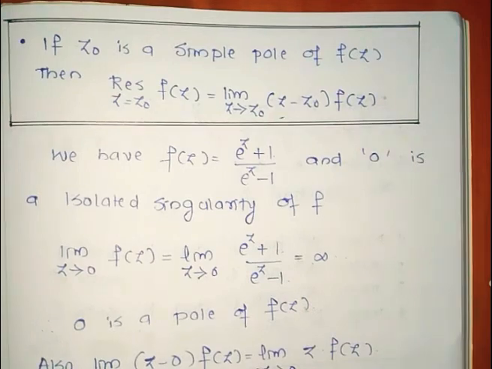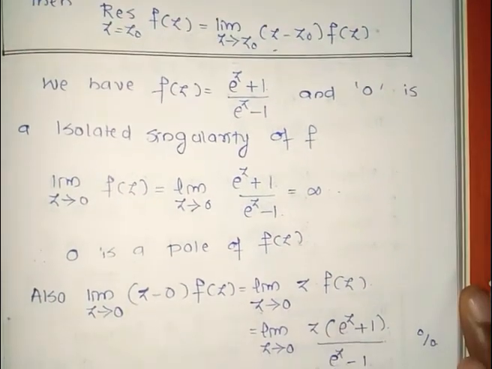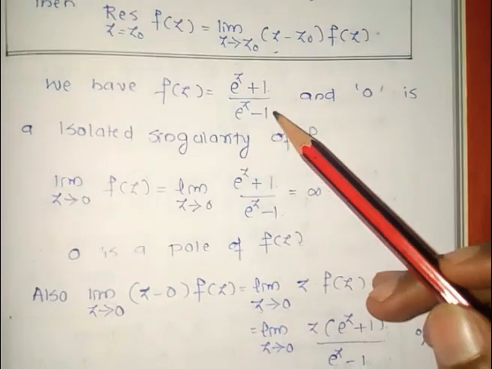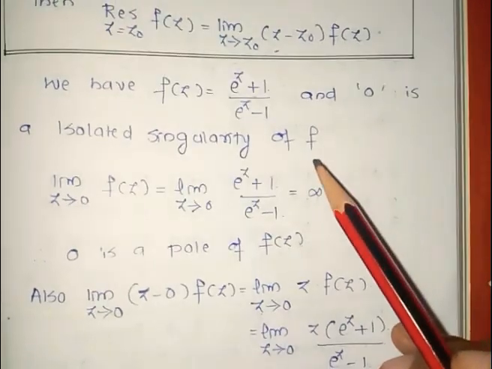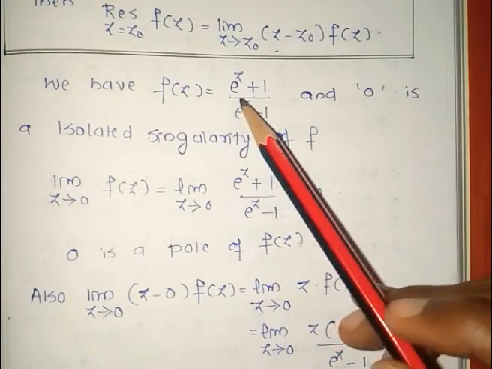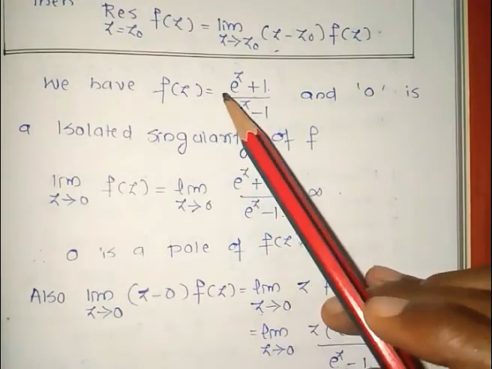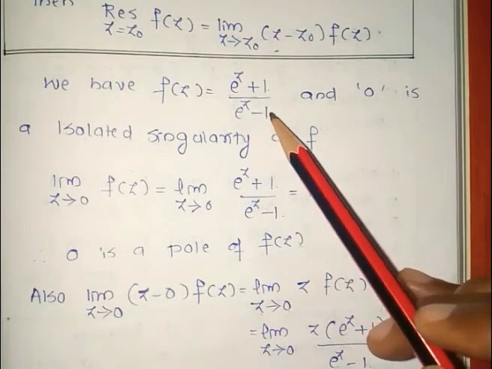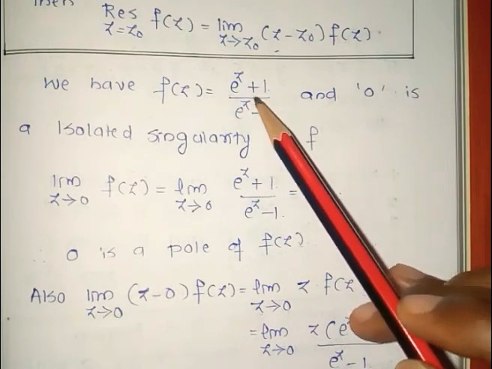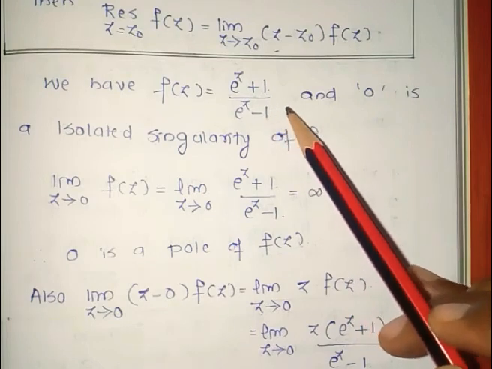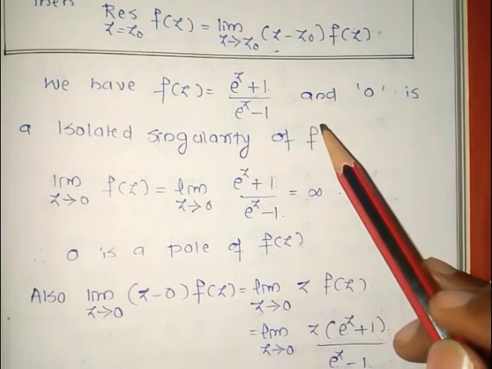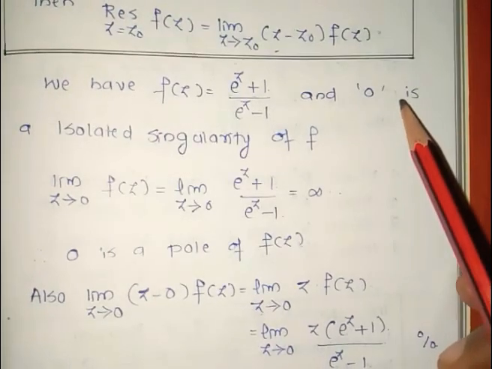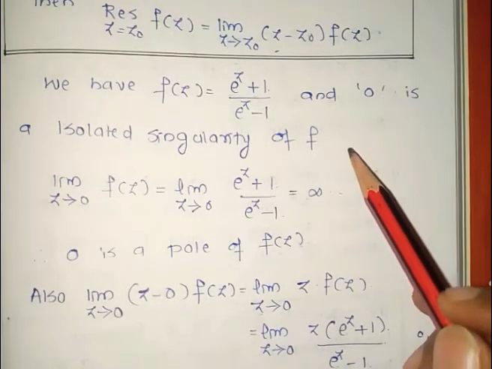Now we are going to our question. We have given that f of z is equal to e power z plus 1 divided by e power z minus 1, and 0 is an isolated singularity of f, because at 0, f of 0 is equal to e power 0 plus 1 divided by e power 0 minus 1, which is equal to 1 plus 1 divided by 1 minus 1, so 2 by 0, which is not defined, so we can say that 0 is an isolated singularity of f.